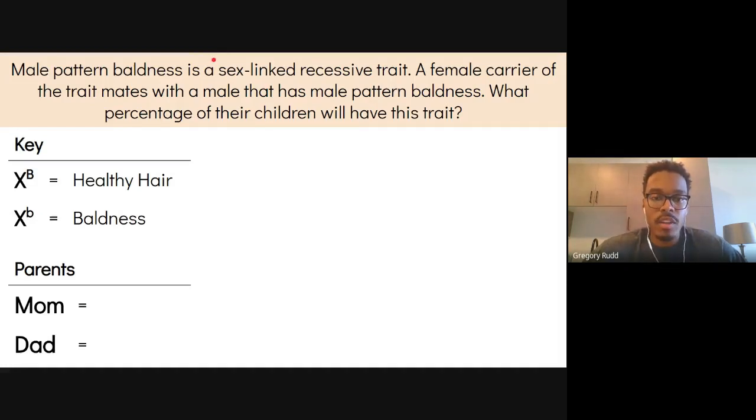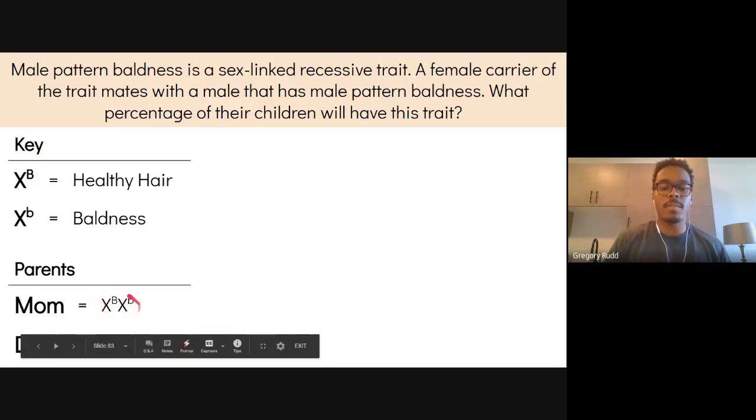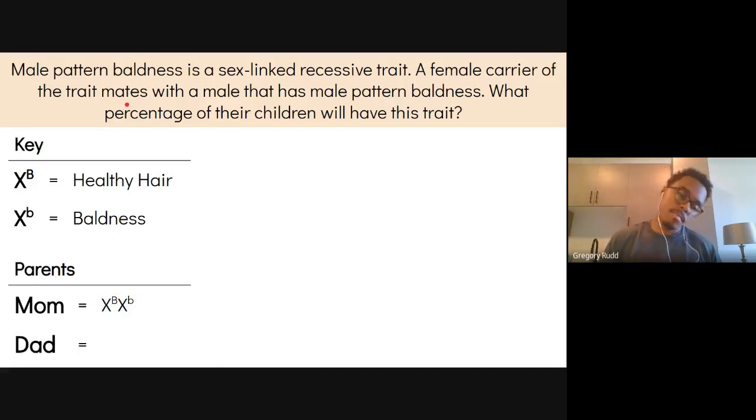So we've got some information in the question that tells us what the parent genotypes are. What's one word that tells us what the mom's genotype is? Carrier. Excellent. So if she is a carrier, what does that mean her genotype is? Female dominant and female recessive. Good. We've got an X chromosome with a dominant allele and an X chromosome with a recessive allele. Good job. This means that this genotype is heterozygous.